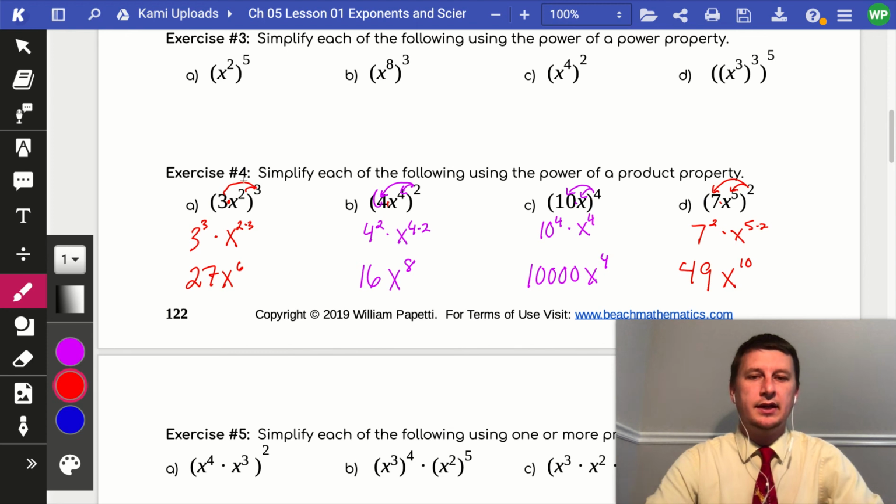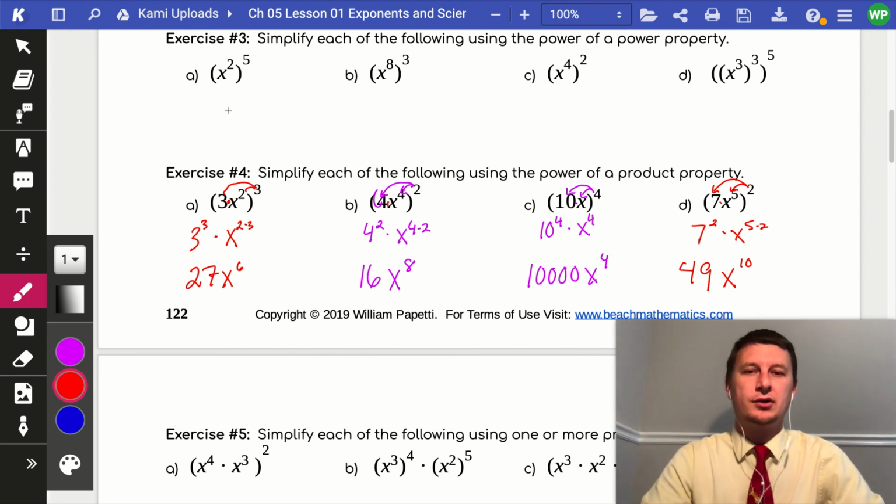So again, in each of these, we had a power of a product because we were multiplying by something inside those parentheses. And when we have a power of a product, we want to distribute the power to each part of the product inside the parentheses. That's how we simplify parts A through D in exercise number 4.